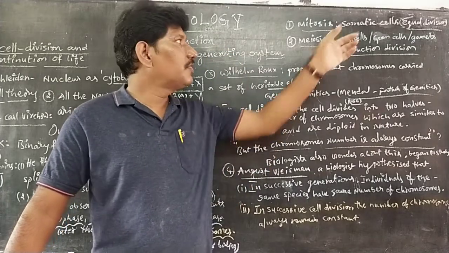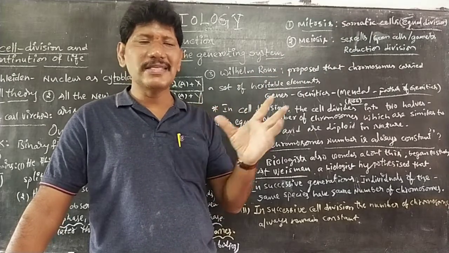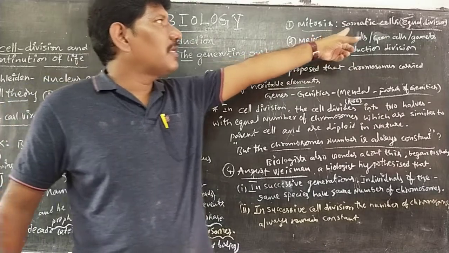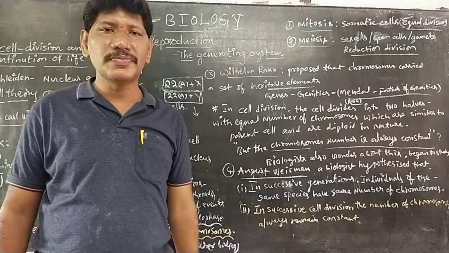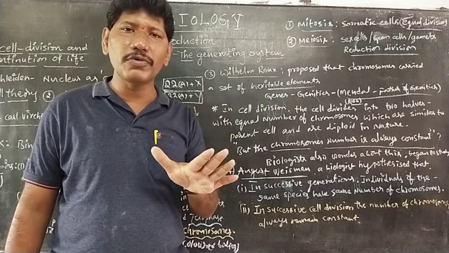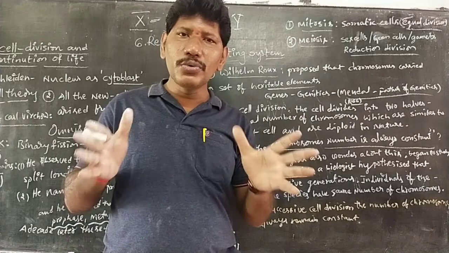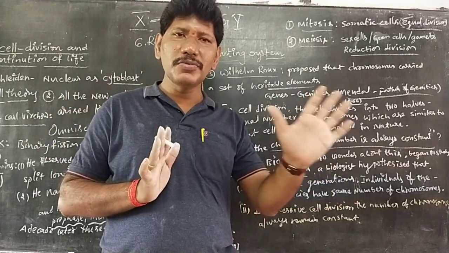Why? Because it occurs in the somatic cells, like all the cells except gamete cells. All our bodily cells are called somatic cells or physical cells, so they have an equal number of chromosomes. It maintains the equal number of chromosomes. For example, the parent amoeba has one nucleus, and the two daughter amoebas also have the same number of chromosomes, a single number of chromosomes.